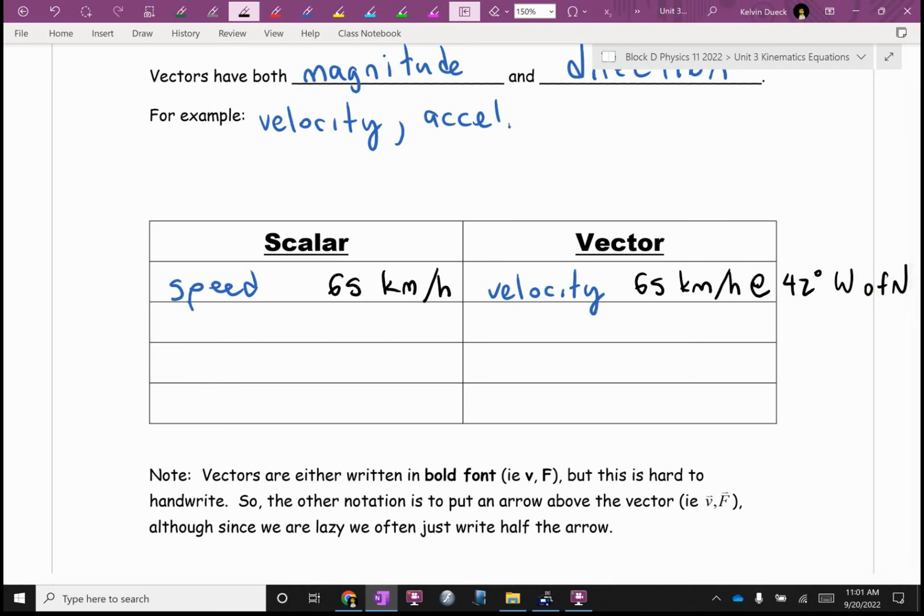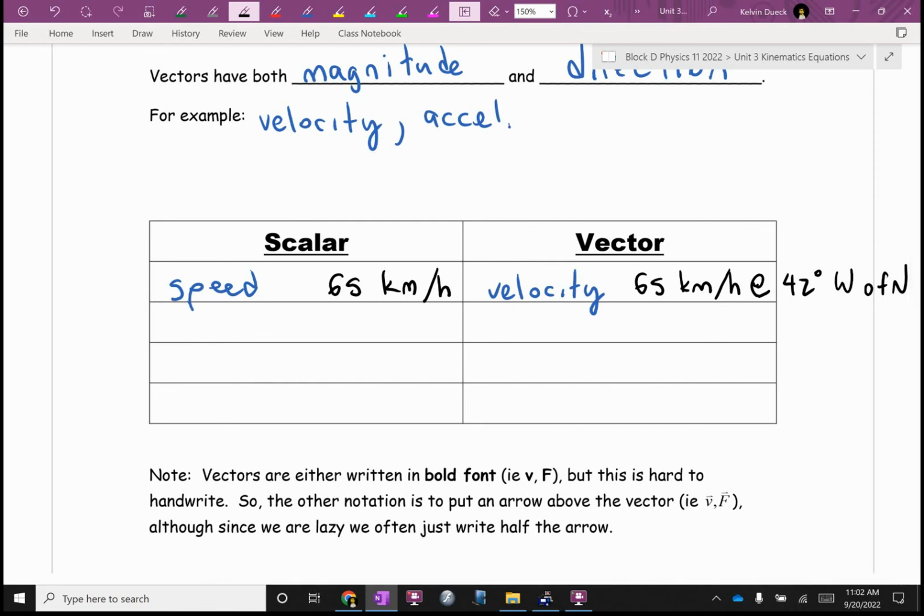That last little bit there, that's actually Physics 12. We're going to keep our vectors very simple. If something is moving forwards, we'll call it positive. If something is moving backwards, we'll call it negative. If something is moving up, we'll call it positive. If something is moving down, we'll call it negative. So we're going to deal with vectors this year, but pretty casually.